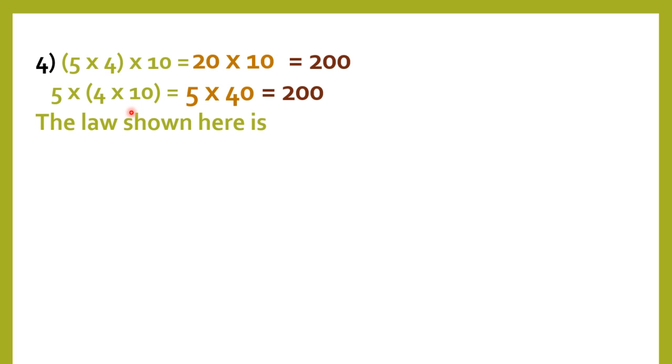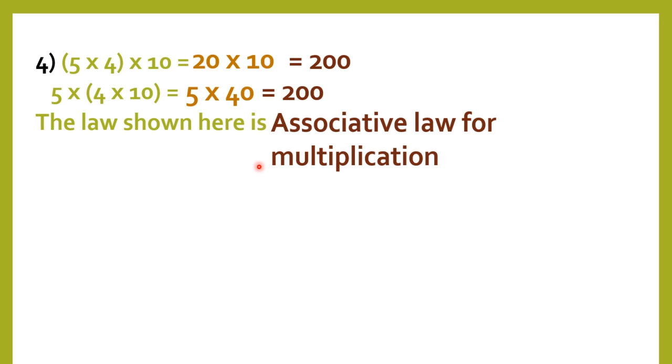And now we have to see the law which is shown. So 5 multiplied by 4 multiplied by 10, 5 multiplied by 4 multiplied by 10. Here the numbers are the same, but the groups are different, which means that it's associative law for multiplication.